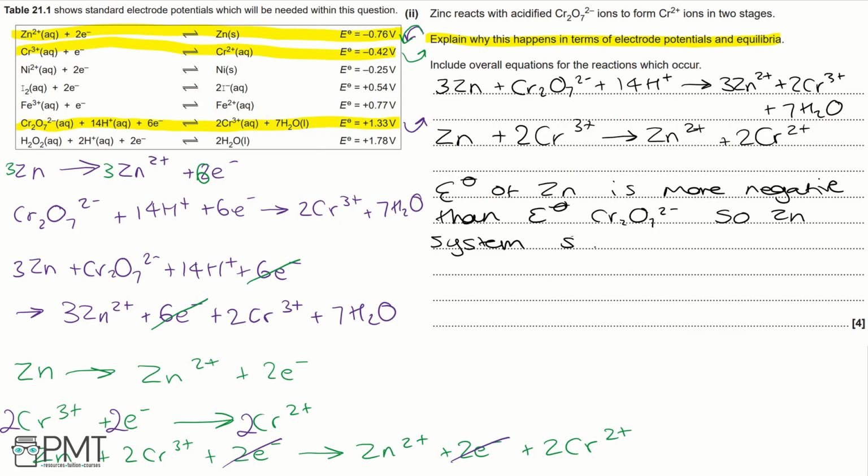We've shown this in our working because we've said it shifts backwards, but saying that it shifts left is a bit more specific. To get the 4 marks for this question, you get a mark for each correct overall equation. You get a 3rd mark for commenting on the fact that the electrode potential of zinc is more negative than the electrode potential of Cr2O7 2-, and your 4th mark is commenting on the fact that the zinc system shifts left.